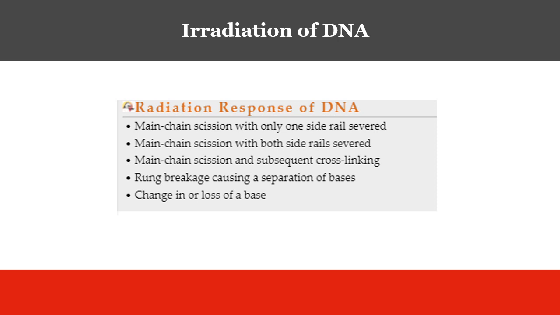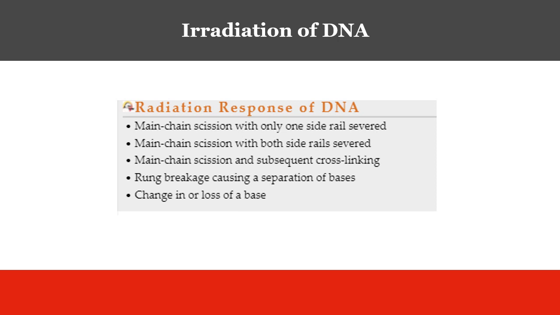You can also get rung breakage, which is separation of bases. If you think about DNA being like a ladder, the side rails are where you have the scission, or the scissoring. If you break a rung of a ladder, which is where you step, you can separate your bases, which are on the rung of the ladder. And finally, you could change or lose a base, which would be highly detrimental.